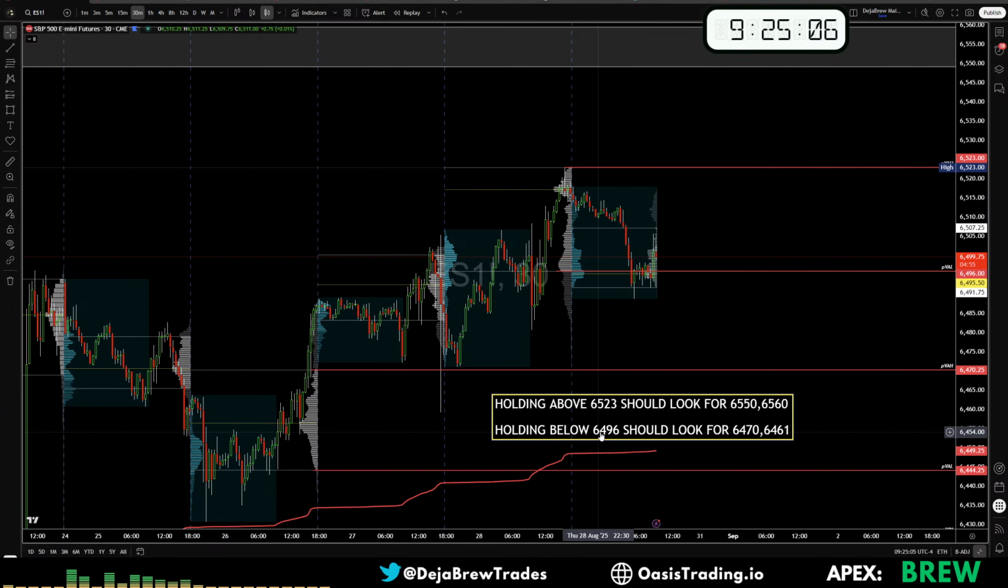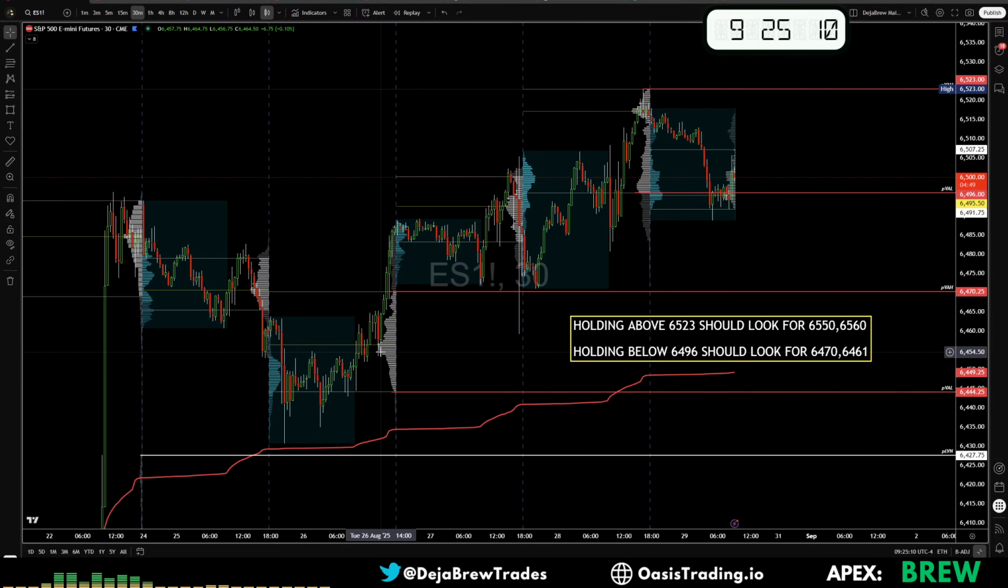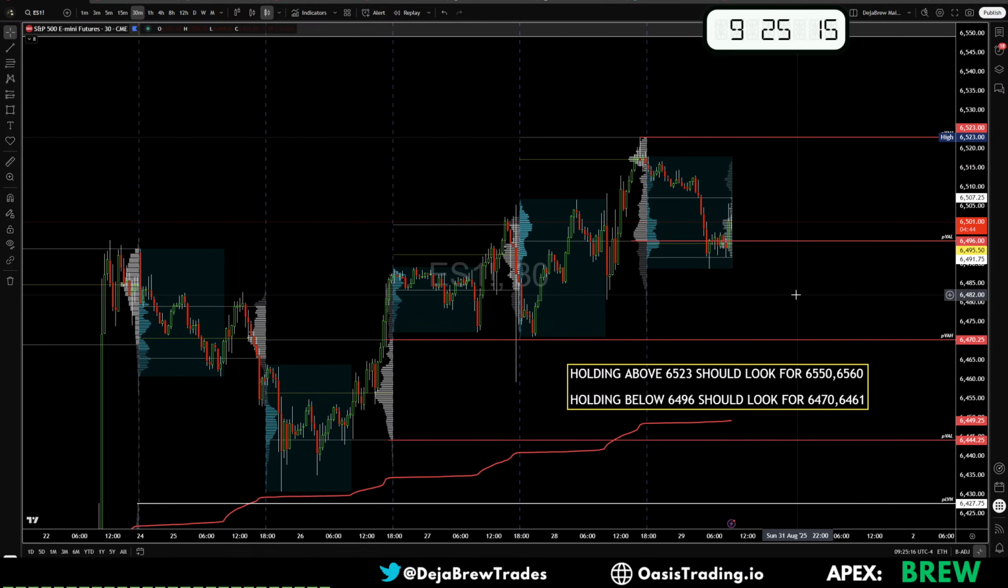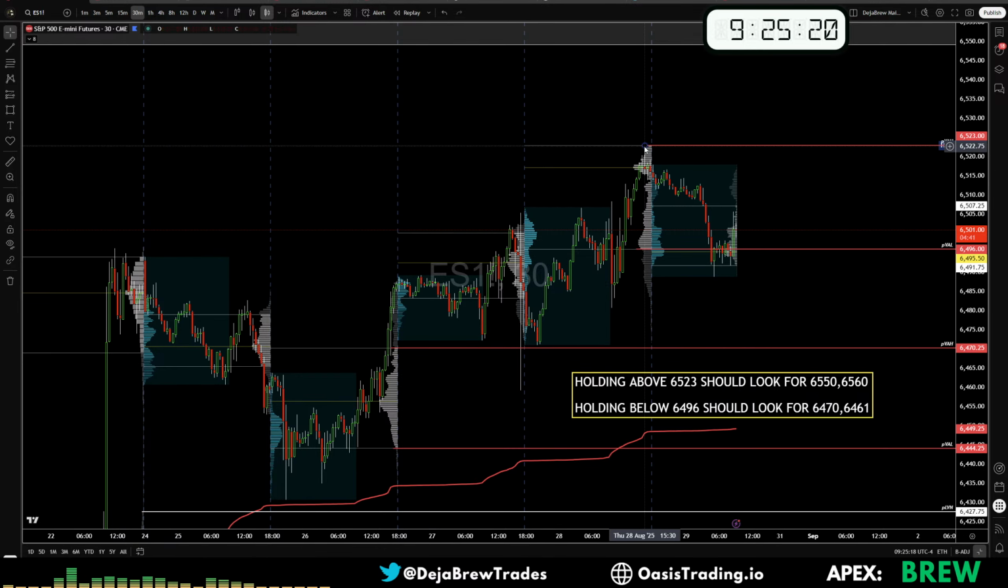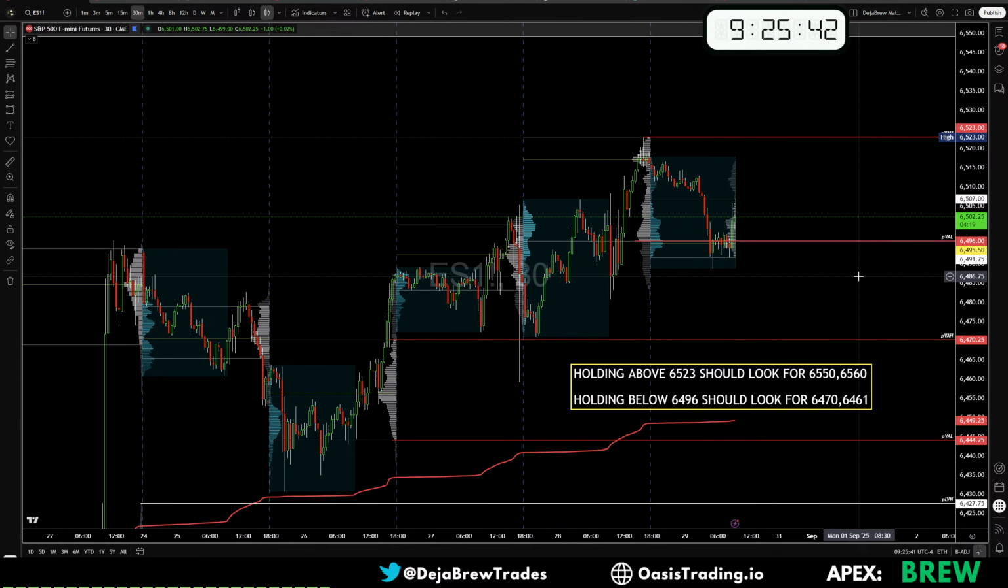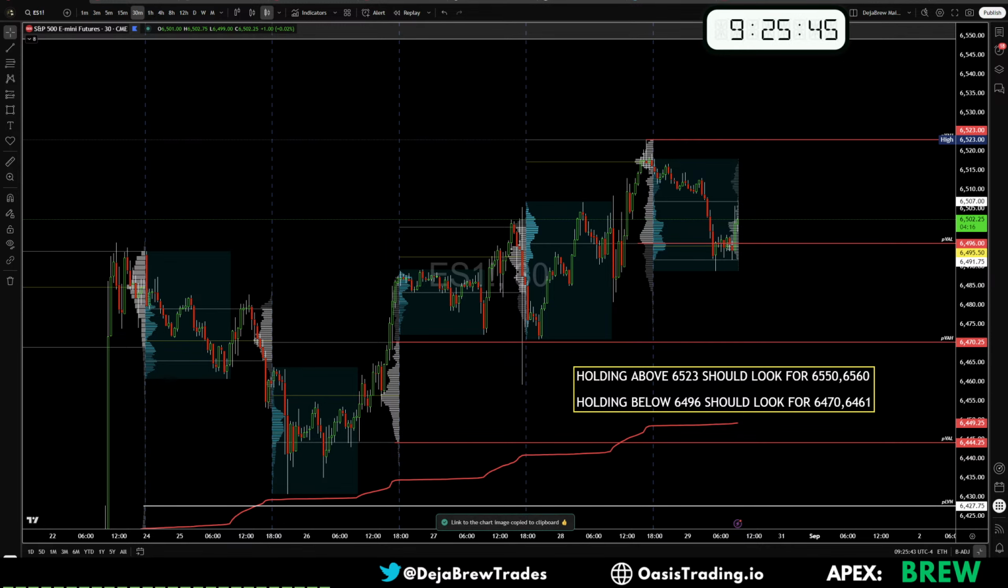To the downside, holding below 496, we're looking for 470 and 461. That is the value of Tuesday. So right now we have a lowercase b, but we had a P-shaped profile yesterday, so you're kind of just rotating yesterday's profile. As long as you stay above 500, 496, somewhere around there, you should just be rotating around yesterday's value. So look for a 20-point rotation from 500 to 520. We'll keep an eye on that.